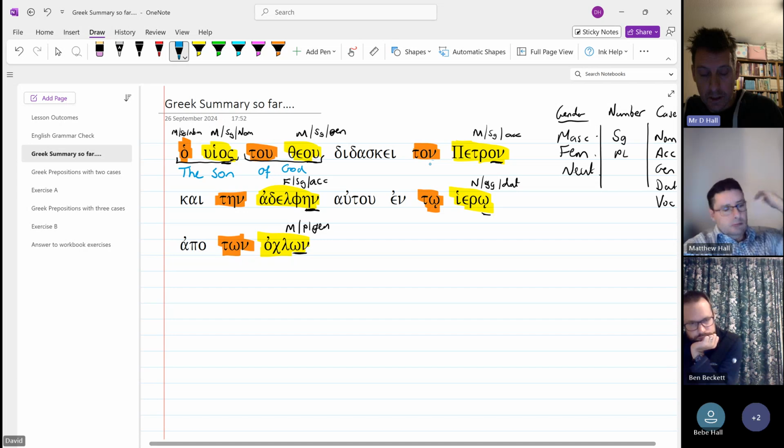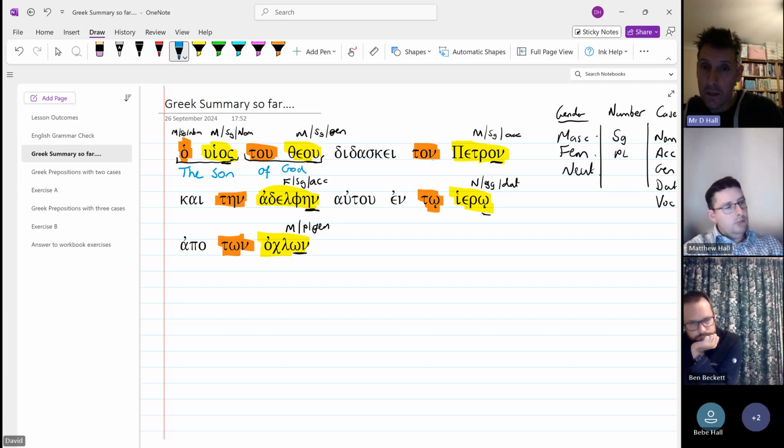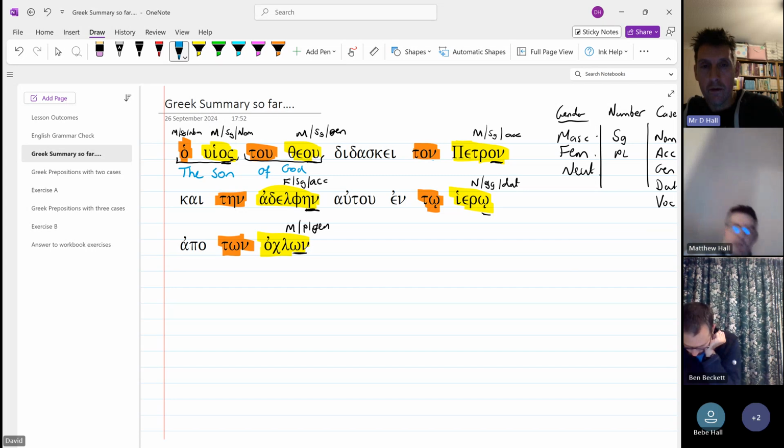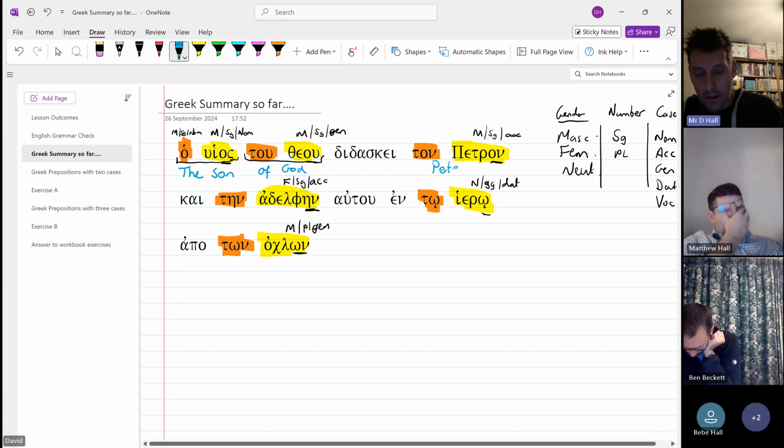So this is Petron, which is Peter, from Petros. It's the accusative, which is one of the objects of our sentence. And again, we wouldn't write "the Peter," but quite often proper nouns, so names of people, will have an article in front of them. We just don't translate it. So the Son of God is that bit, and that one just represents Peter.